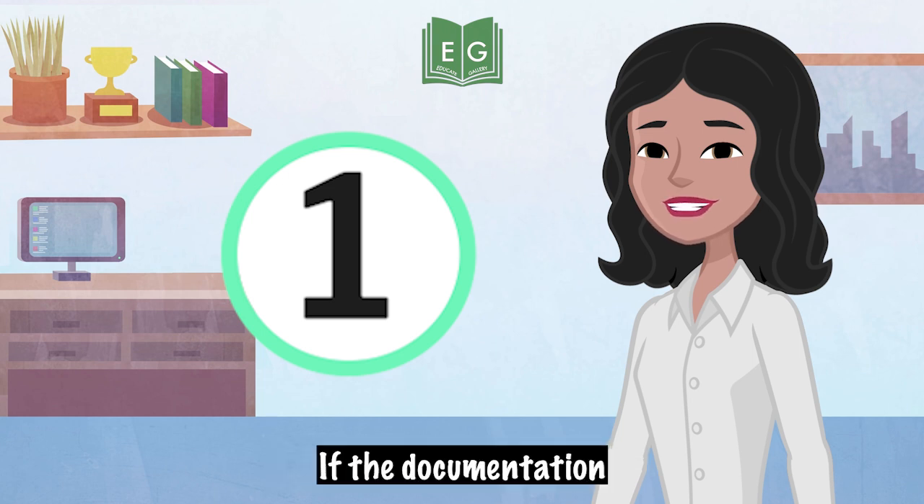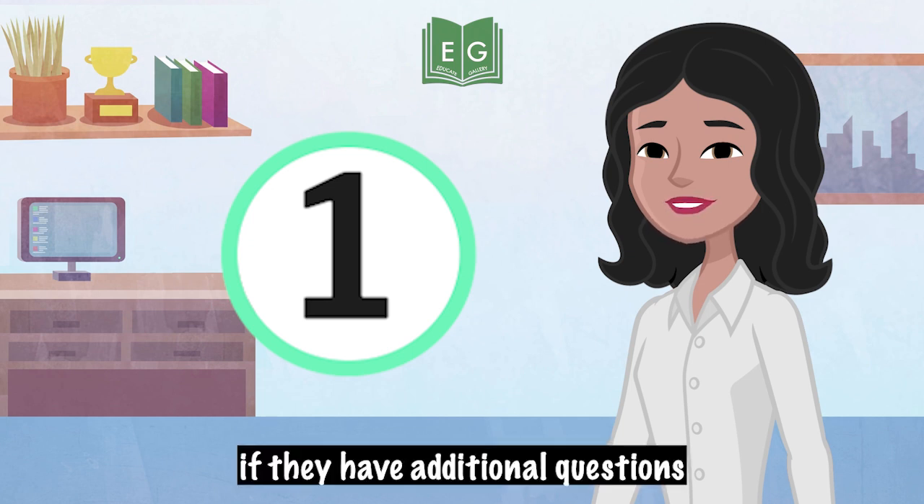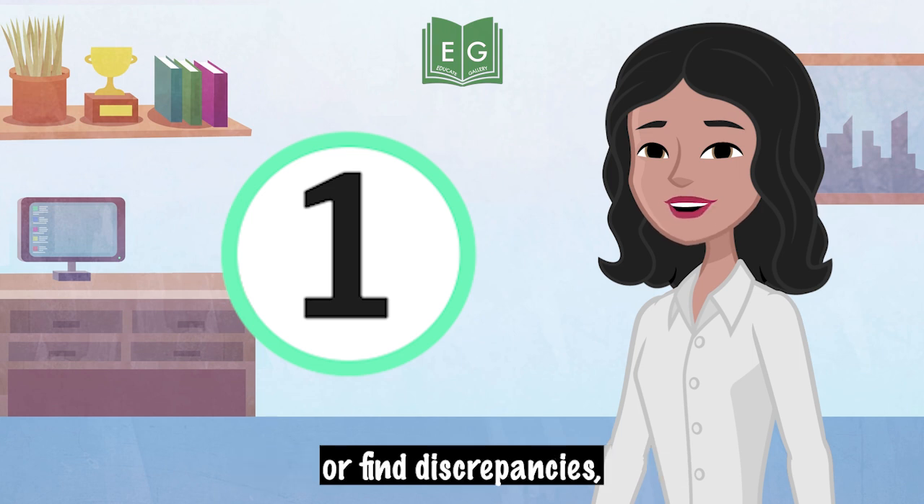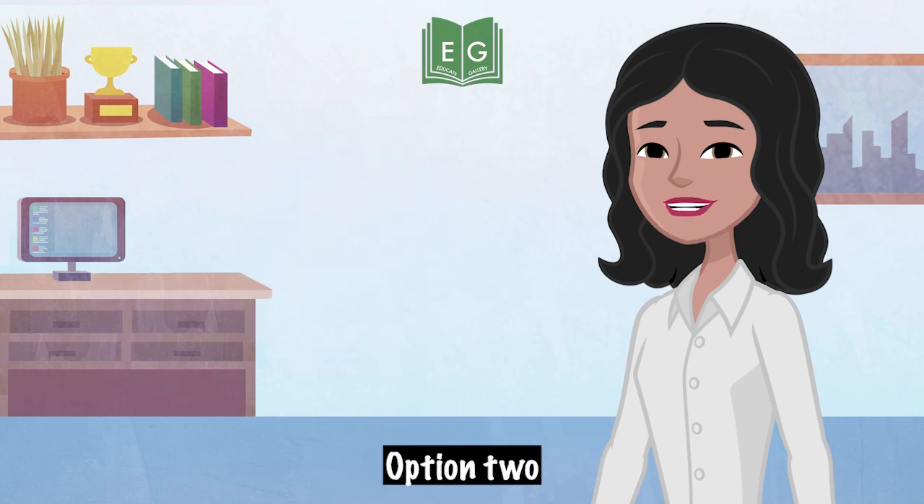If the documentation you provide satisfies the IRS's concerns, the audit may be resolved with no further changes to the return. However, if they have additional questions or find discrepancies, the IRS may request further information or propose changes to the tax return.